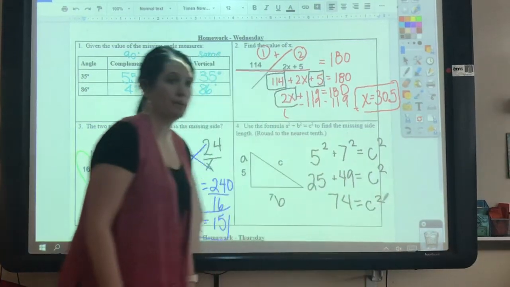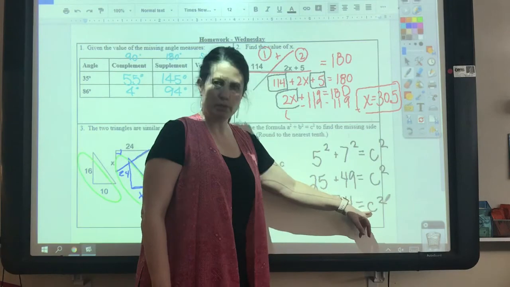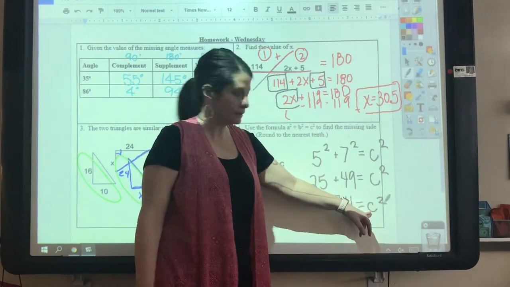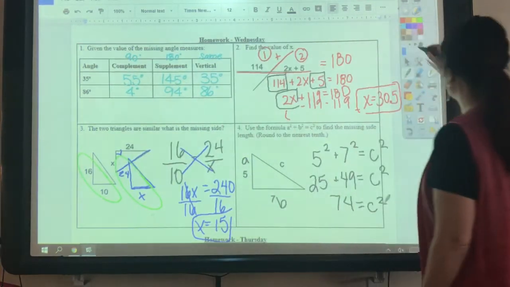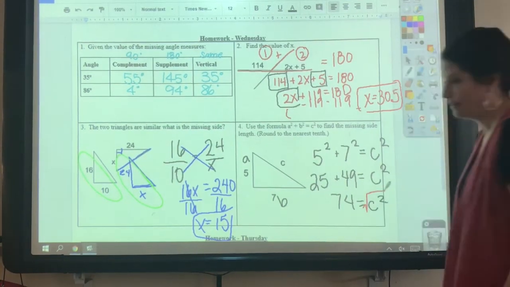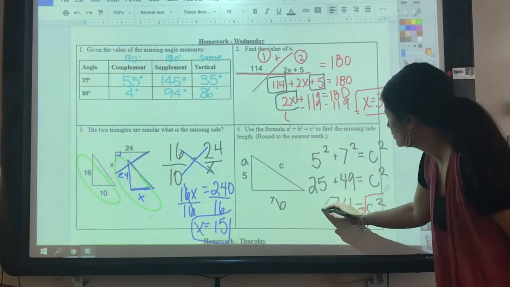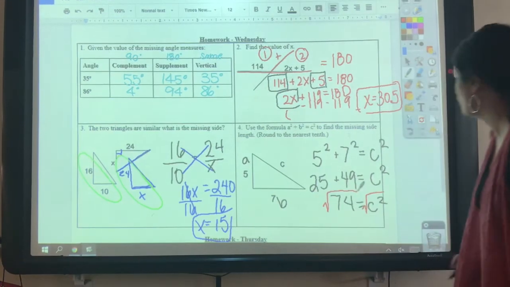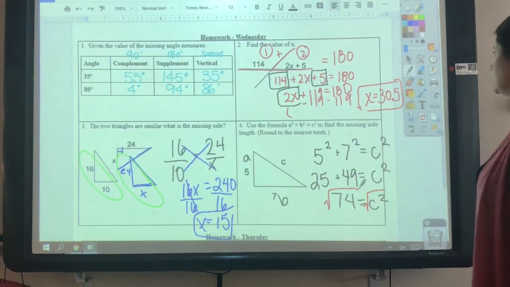Now this is the part that may be really unusual for you all, because we have a variable here, but the variable isn't just a variable by itself. It has the square factor there. So this is where we use something called the square root. So I would take the square root of c squared, and the square root of c squared is c, because c times c is c squared. And I'd also need to take the square root of 74. And all I'm looking for is the number that would multiply itself to get to 74.